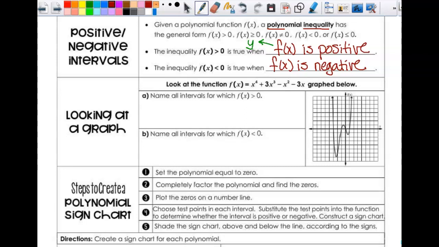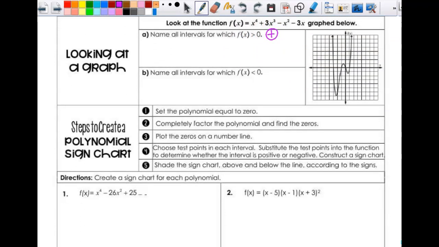So then we are given a function, we're given the graph, and we are told to name all the intervals for which f of x is greater than 0. That's what we're looking for when it is positive. So my graph is positive here, here, and here. It's when my y values are positive. Remember, we're talking about y, but we are writing about x. So the intervals we write are intervals of the domain, even though we're looking at when y is positive.